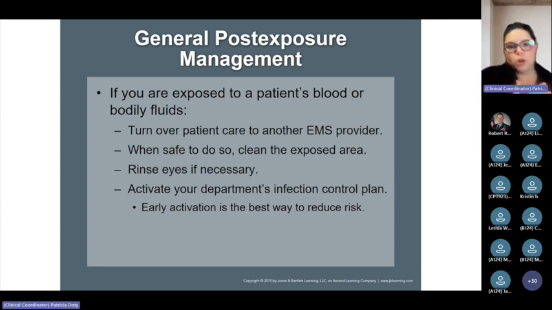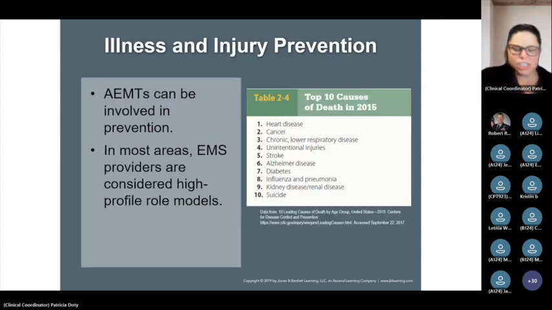So activate your department's infection control plan. So what does that mean? First and foremost, I'm calling my supervisor. I speed dial. Hey, yo, guess what happened? This is bad. And they're going to say, calm down. I got you. I'll see you at the hospital. And we're going to do this, that, and the other. But why are we doing early activation? It's because we want to reduce our risk. And you guys hit the nail on the head on that, because we want to limit our risk of more exposure. Do you guys see good?